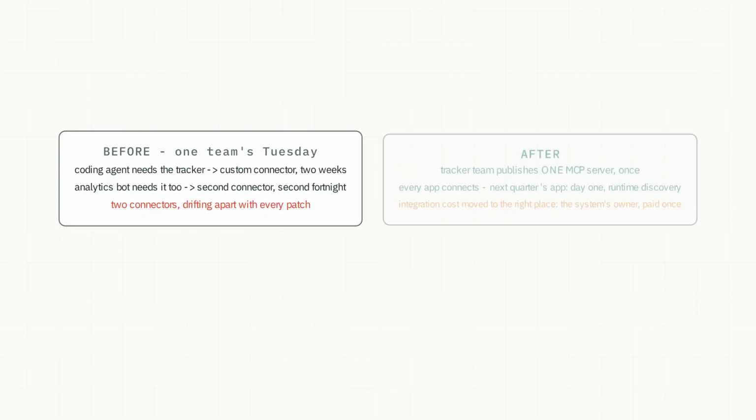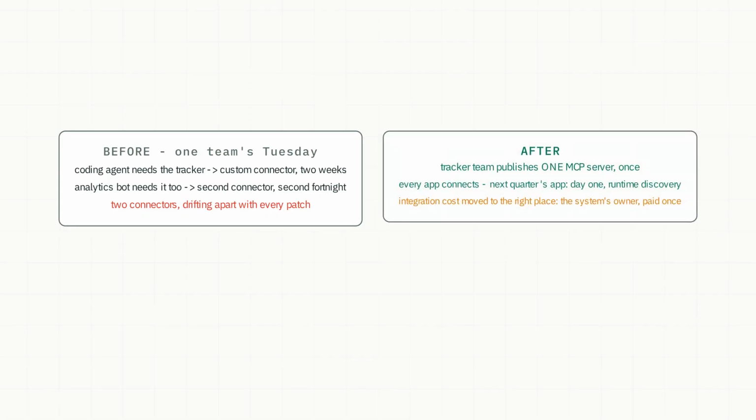After, the tracker team publishes one MCP server once, the coding agent connects, the analytics bot connects. Next quarter's brand new application connects on day 1, discovers the available tools at runtime, and never files a ticket asking for documentation. The integration cost didn't just shrink, it moved to the right place. The team that owns the system paid once.